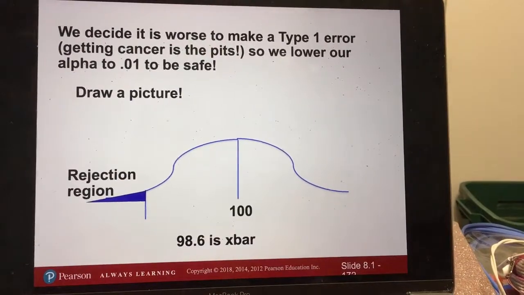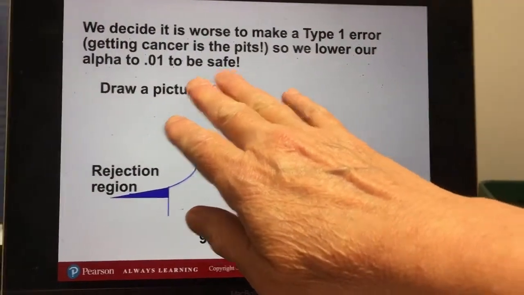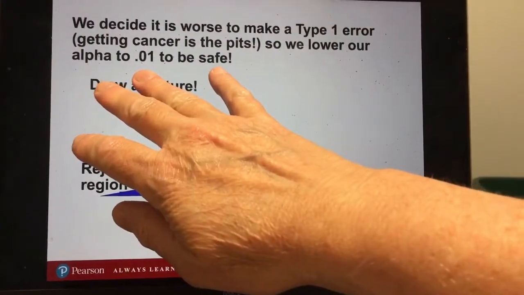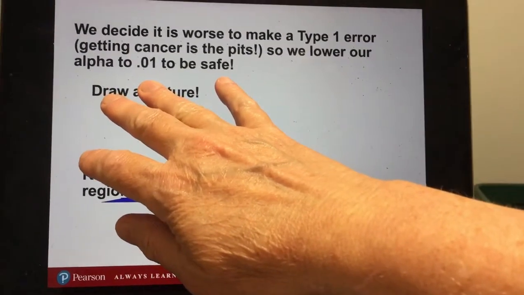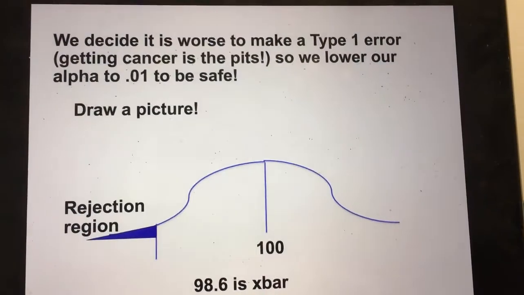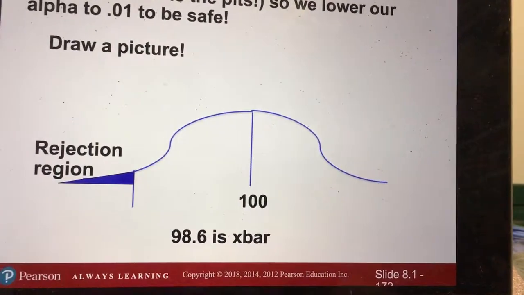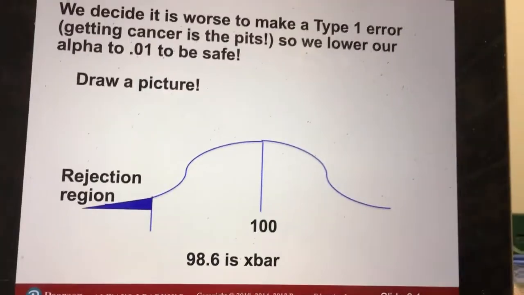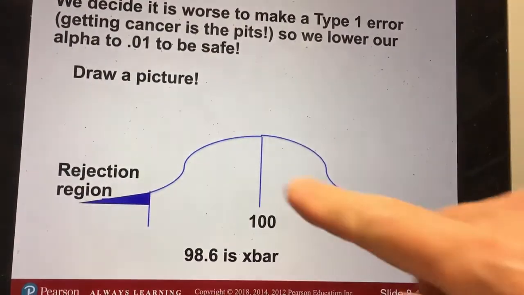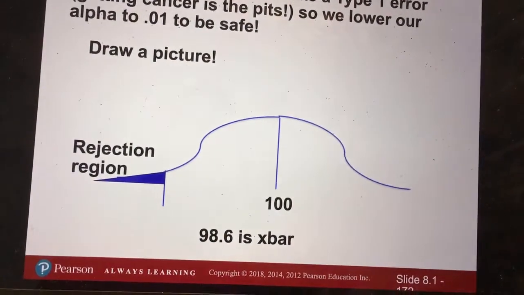So because it is so serious to get cancer, we're going to make our beta a little bit bigger, and we're going to go all the way down to a 0.01 for our alpha to reduce the risk of making a bad decision in that direction.